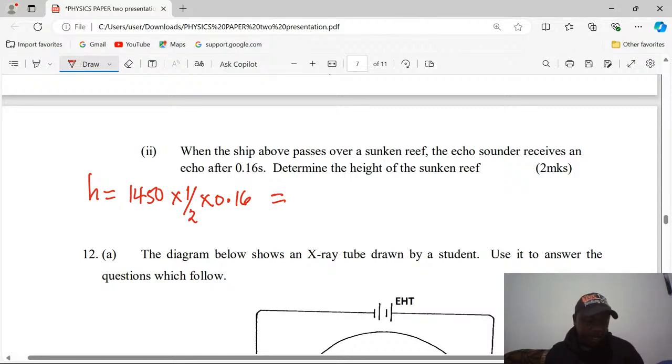So 1450 multiplied by 0.5, or a half, times 0.16. This is giving us 116 meters. That is the height.